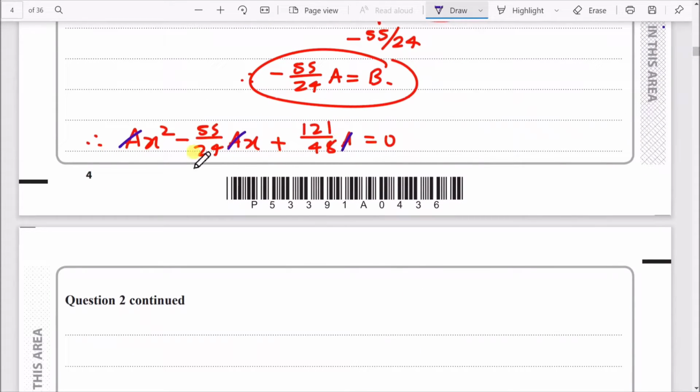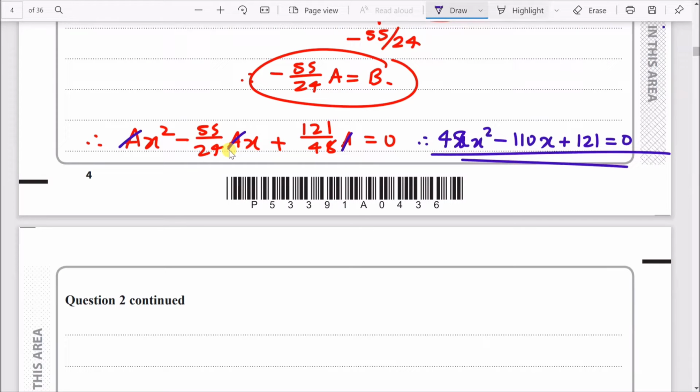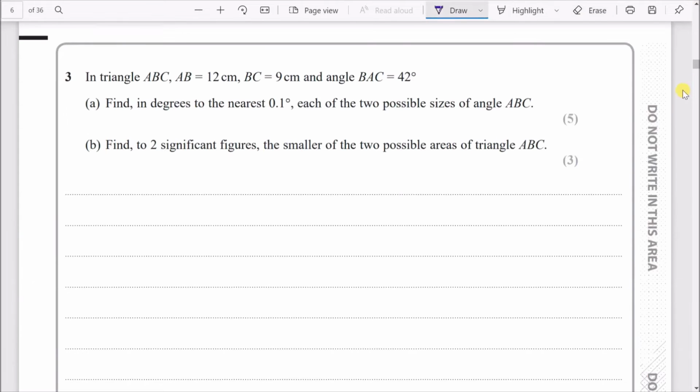Now, to make this into whole numbers, let's just clear the fraction. So let's times everything by, let's see, 48, because we know this is like a factor of 48. So times in 48 through, you should get a final answer of 48x squared minus, well, 55 over 24 times 48 is 110, x plus the last one, 121, equals 0. And that's it, guys. We've done it.